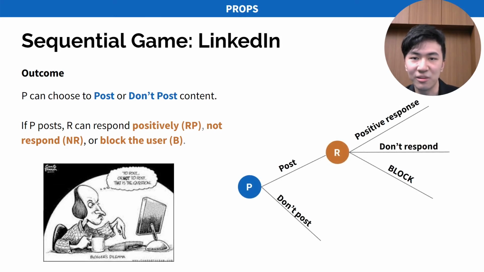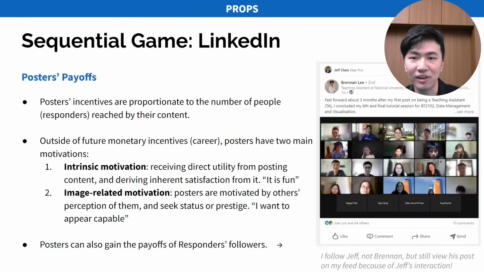In our analysis, we realized that a poster's potential payoffs tend to be dependent on their outreach. Users with a larger following can reach more potential employers, indicating a higher likelihood of getting their ideal job. When responders respond to their posts, the posts appear on the responder's feed as well, allowing posters to gain outreach to the responder's followers. We observed that posters' motivations can be simplified to their intrinsic motivation of posting on LinkedIn, as well as their image-related motivations.